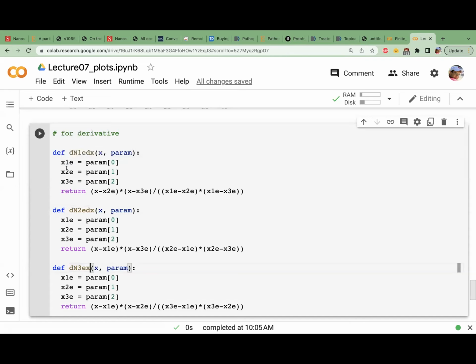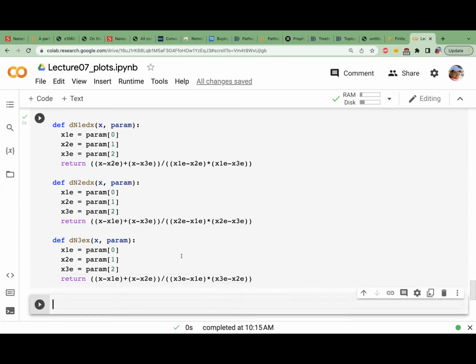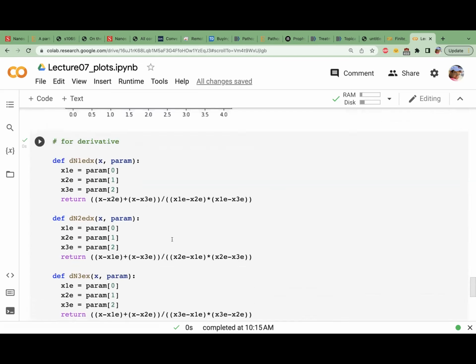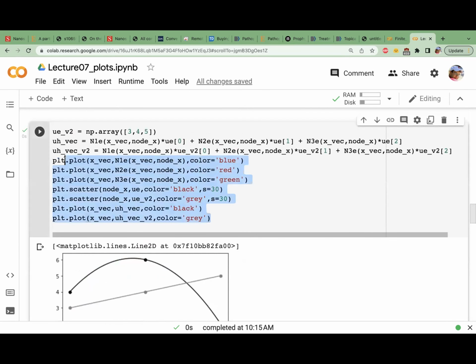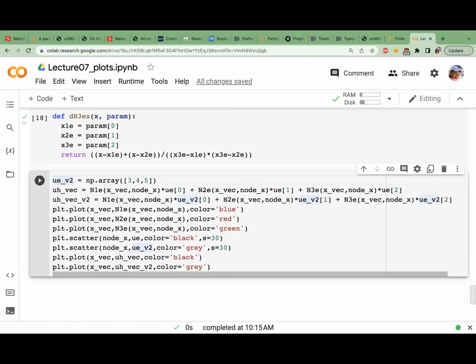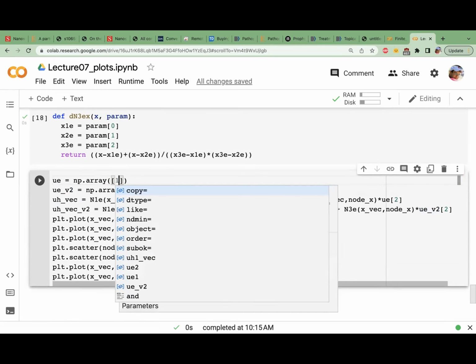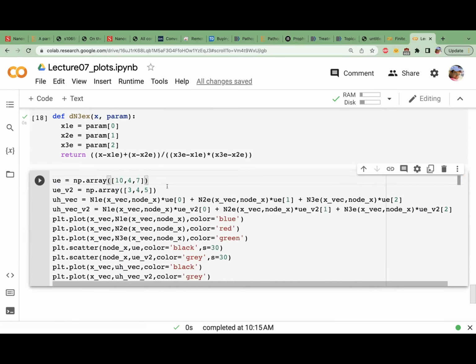And then I still take in the nodal coordinates, but here it's just going to be, this is the derivative of the first one. Very, very easy. This is the derivative of the second one. And this is the derivative of the third one. That's it. So this defines the derivatives of those original functions. And now I can plot, let me just use one of the sets of values that I used. Let me redefine the other set here and pick just some 3 random numbers. So these are nodal values.